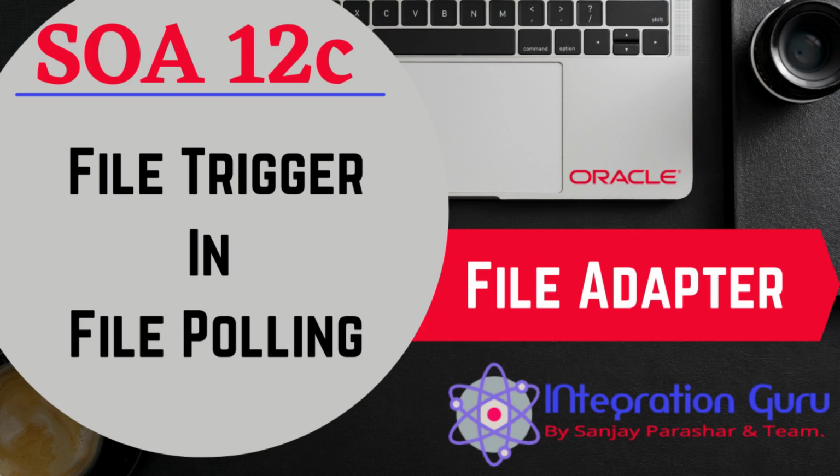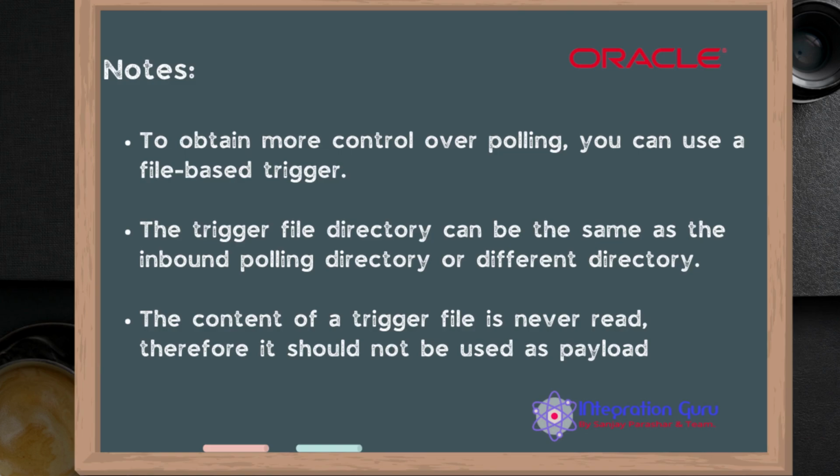And today we will learn about how you can obtain more control over file polling in the file or FTP adapter in Oracle SOA. By default, polling starts as soon as the endpoint is activated. That means whenever a file is placed in the inbound directory, it starts polling based on the given polling frequency. However, to obtain more control over polling, you can use a file-based trigger.